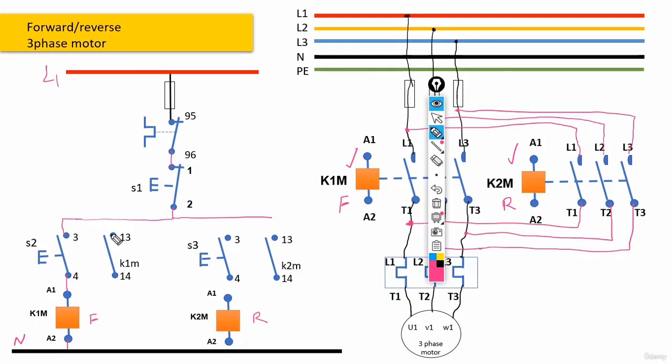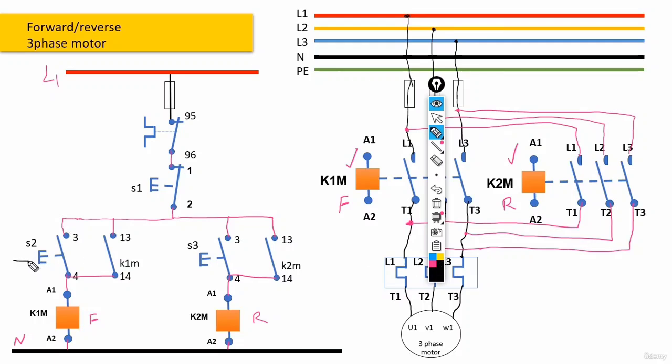Now we can connect them directly like this, or we can use this method like this. Now we kind of need to do the same thing for the reverse motor. First, connect this to the start push button, then start push button to the bobbin, A1 in the bobbin, A2 to null, and then connect these contacts as well.